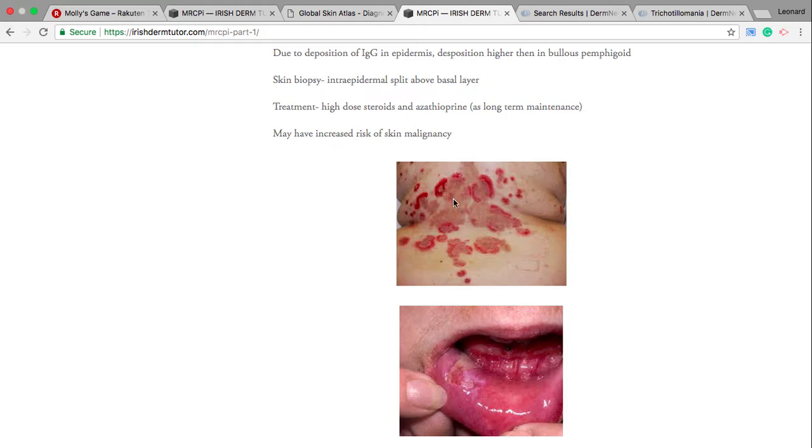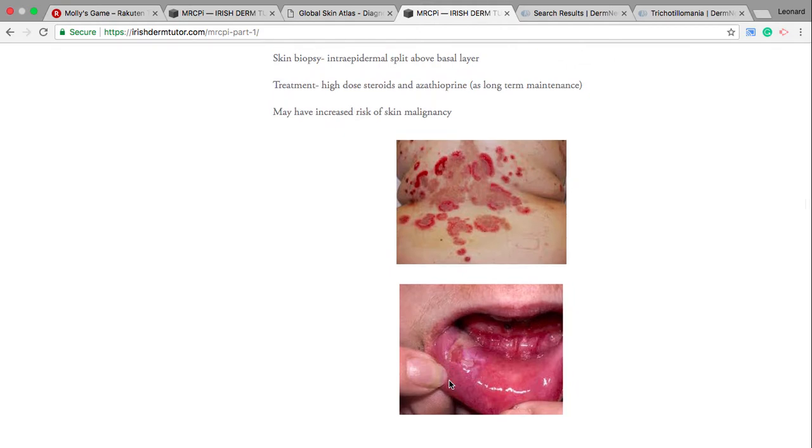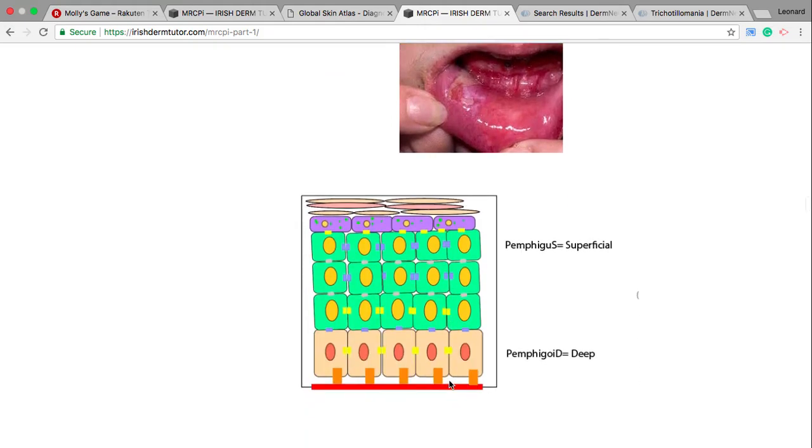So as I showed that image already with multiple erosions, here is oral involvement that you can get with pemphigus vulgaris. I've only ever seen it once, and it was in a lady, and she had very extreme pain, and she couldn't really swallow or anything, and she was really in a bad way with it. So here's just an image.